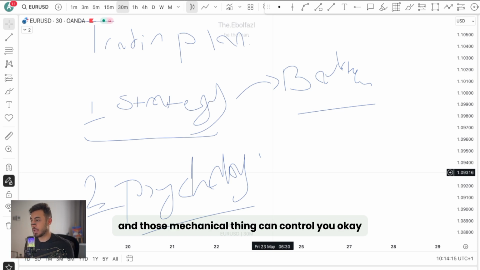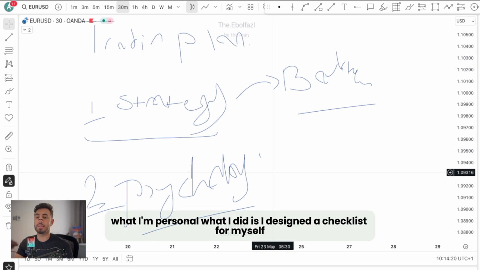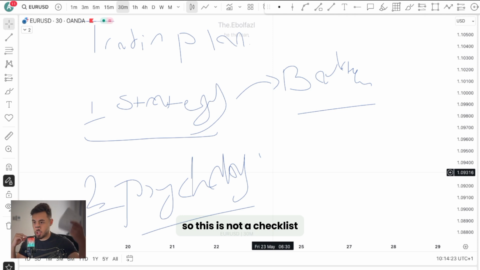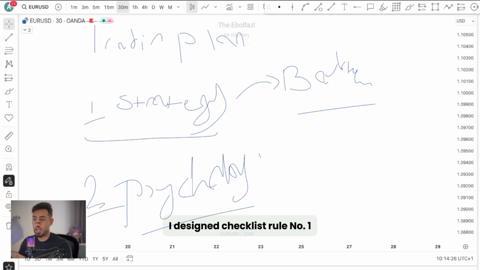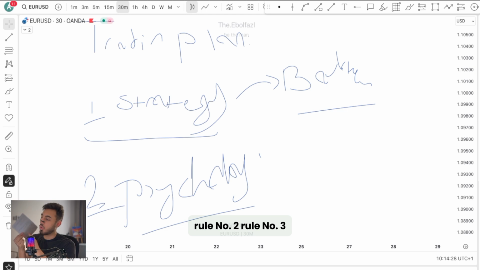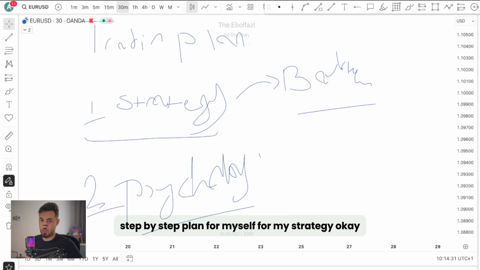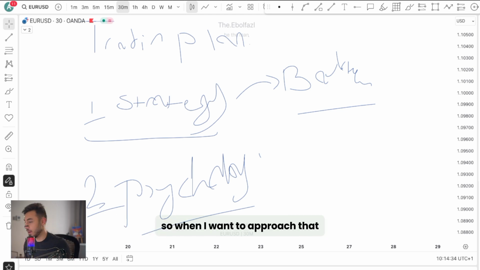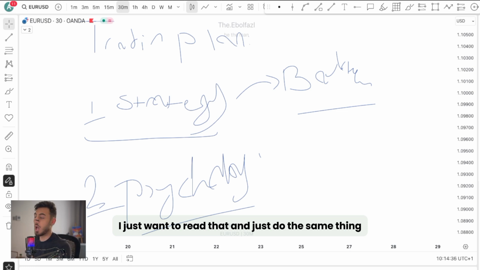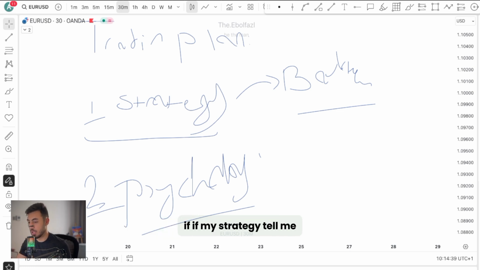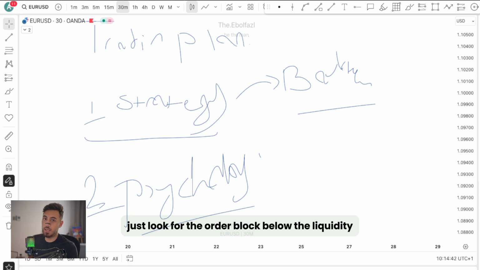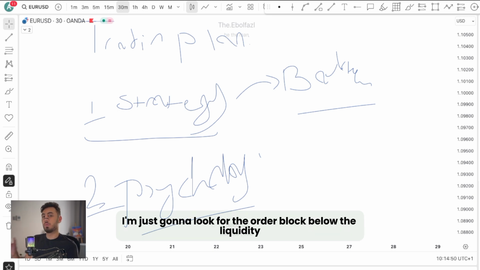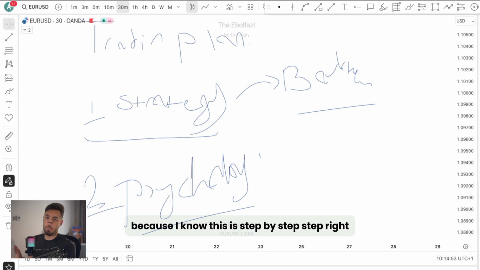So what you should do is create something mechanical, and those mechanical things can control you. On the strategy side, what I did is I designed a checklist for myself. This is not my actual checklist, it's just an example, right? I designed a checklist: rule number 1, rule number 2, rule number 3, a step-by-step plan for my strategy. When I want to approach the market, I just read that and do the same thing. If my strategy tells me to look for the order block below the liquidity, I'm not going to look for the fair value gap, or any stock or anything else. I'm just going to look for the order block below the liquidity, because I know this is step by step, right?